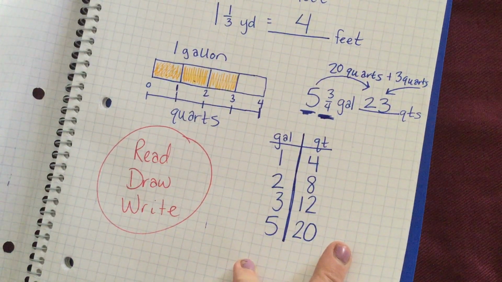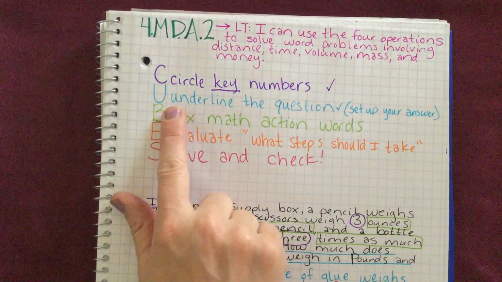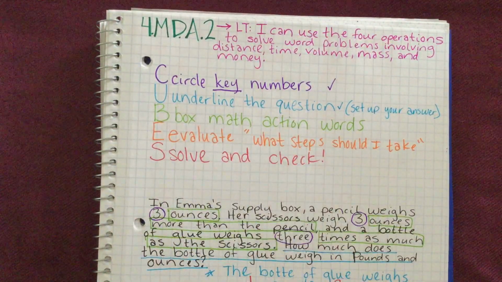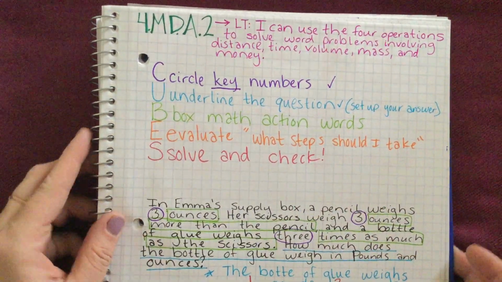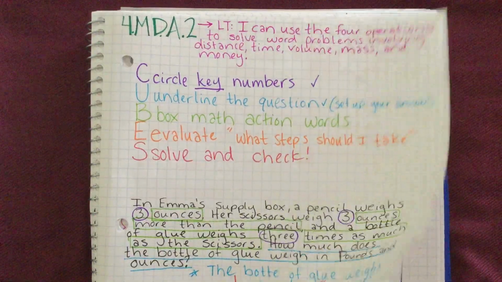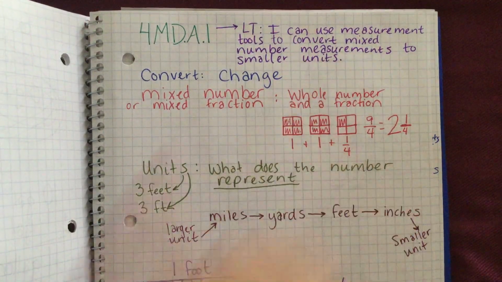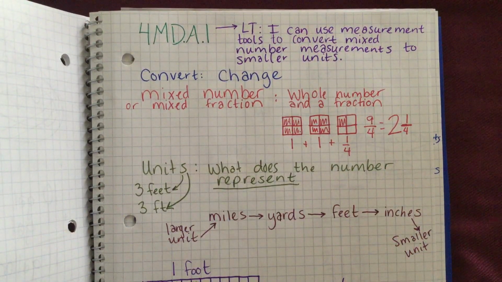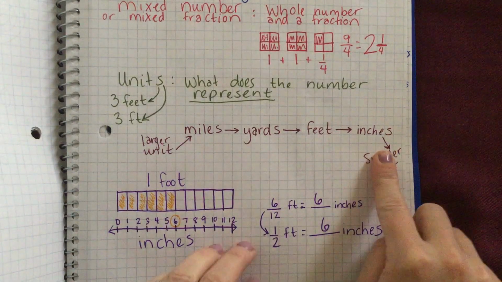You might use CUBES in your work this week, working on some of these problems. So remember, you might need to circle key numbers, underline the question, box math action words, evaluate by asking yourself, what steps should I take? And then solving and checking. You're going to be doing all of that wonderful math work in order to meet this learning target. I can use measurement tools to convert mixed number measurements to smaller units, moving from those larger units down to smaller units.